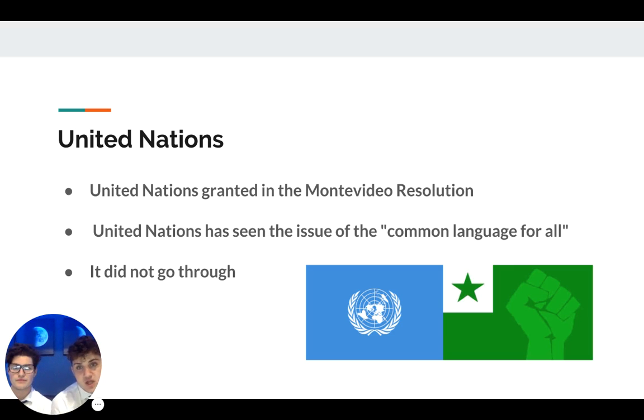But then things started to change, because they had seen the issue of a common language for all, and they wanted to solve that dispute. However, when the United Nations adopted Esperanto as its working language, the French delegate stonewalled in favor of le français, which kind of opted the United Nations away from making Esperanto the universal language. And this is due to politics. It wasn't Esperanto itself. It's more due to politics on why Esperanto did not go through as the universal language for the United Nations.